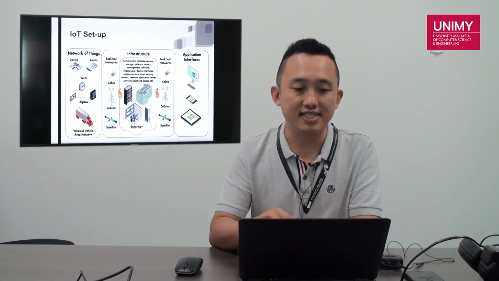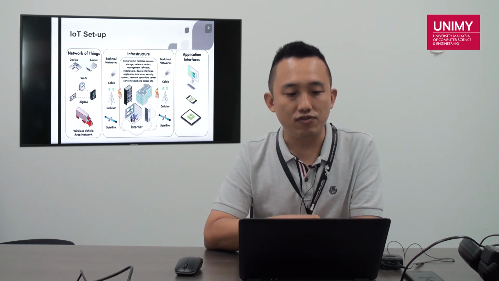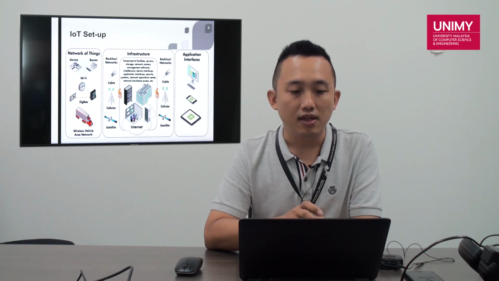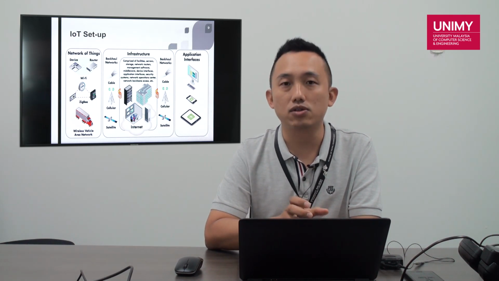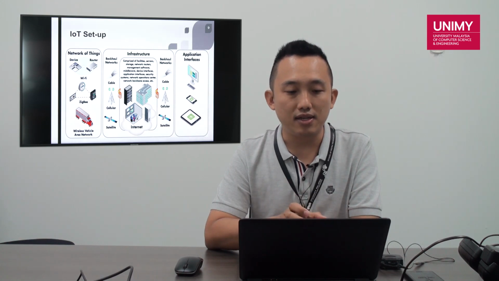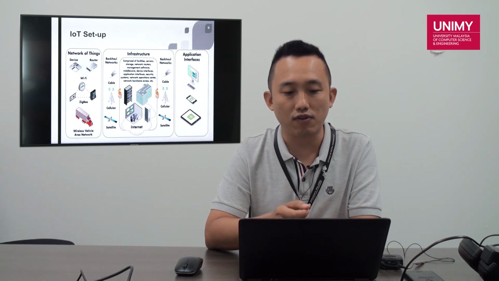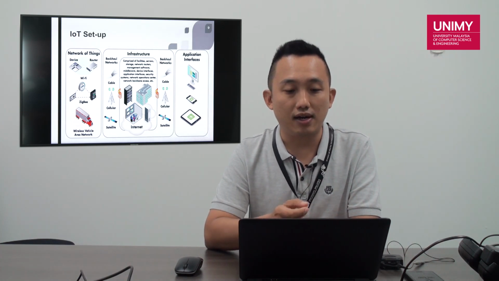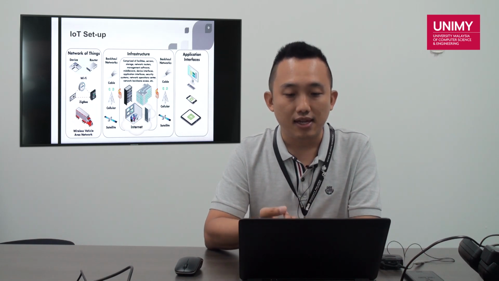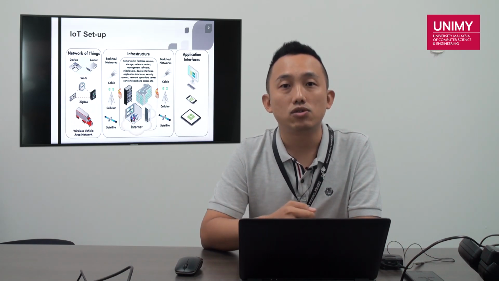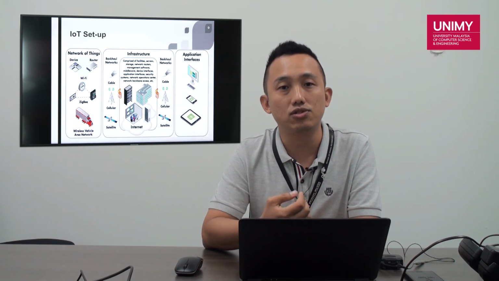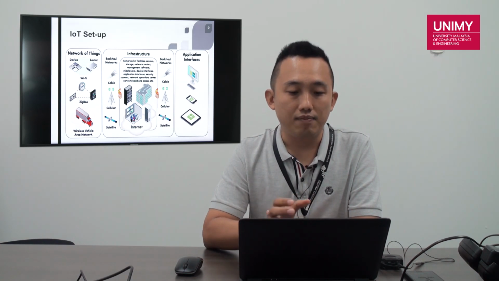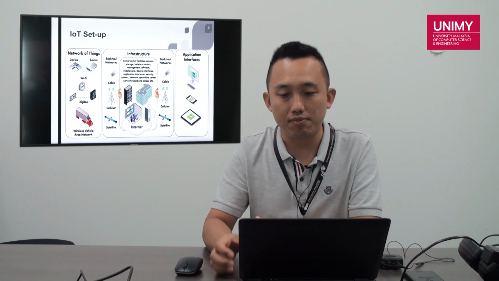In order to set up IoT, we need three major components. The first is the linkage of the devices, where we use networks to connect them together. The second is communication infrastructure to allow the transmission of the data being collected. And the last is the application interface to present the data to the user. So those are the three main parts of an IoT setup.